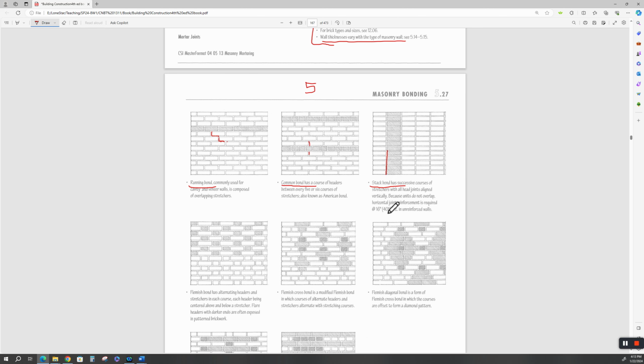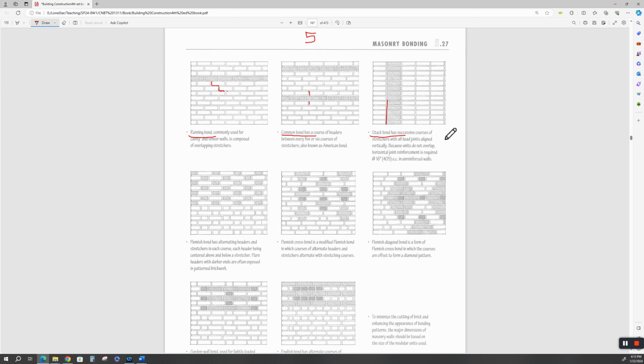Because units do not overlap, horizontal joint reinforcement is required. No kidding. In unreinforced walls, you do me a stack bond, I'm going to fire you.